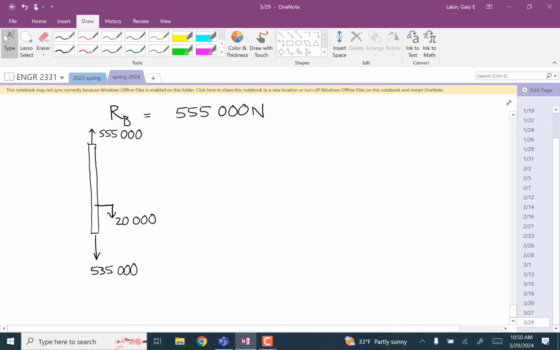What's that stress going to be? The cross-sectional area is 0.01 meters squared. So that would be like 55.5 megapascals on the top half. So that's quite a bit. Any questions about that?